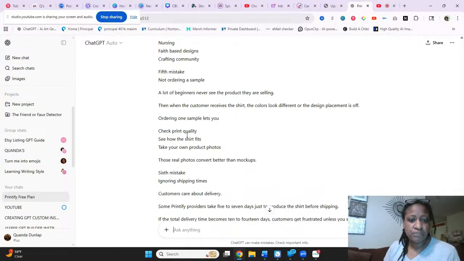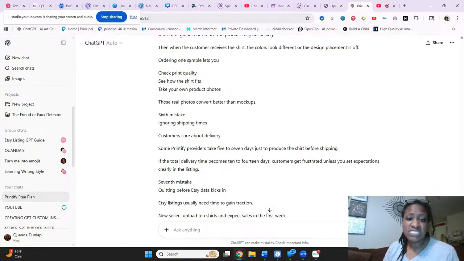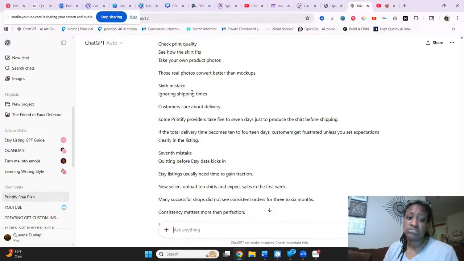Okay, so a lot of beginners never see the product they are selling. Then when the customer receives the shirt, the colors look different or the design placement is off. Ordering one sample lets you check the print quality, see how the shirt fits, and take your own product photos. But I never go back in and put my own product photos. I never do that ever. Look at Tyrone telling me what to do to help me out today.